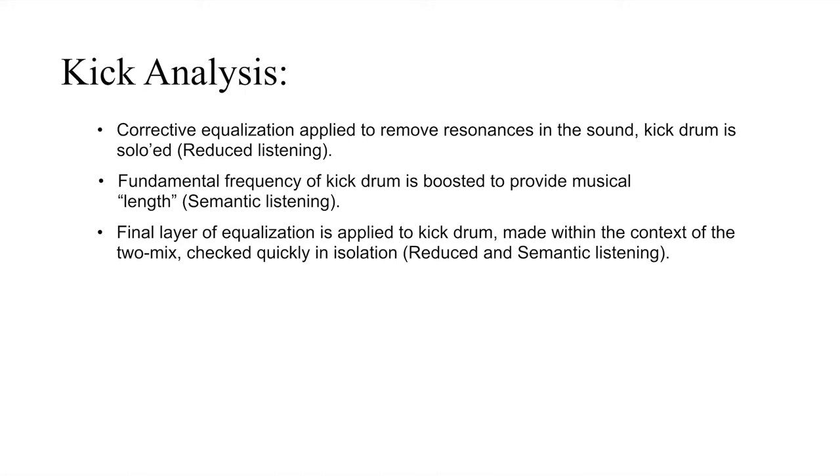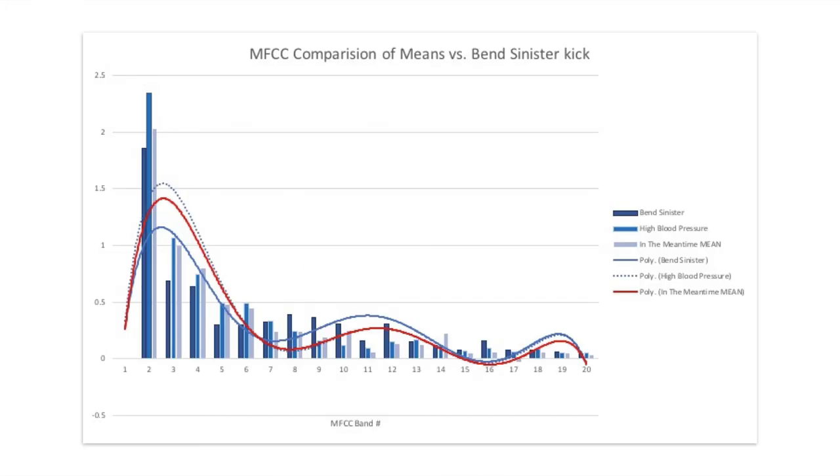I'll just skip to the graph here. Same process, so the Ben Simster one and then the high blood pressure was in the dotted line again, was the one that showed the most variation, and the red one was the one that showed the least variation in the larger mix group. And you can see that the pattern is somewhat the same. This time I'm on the low side of what was interpreted as good within that context.